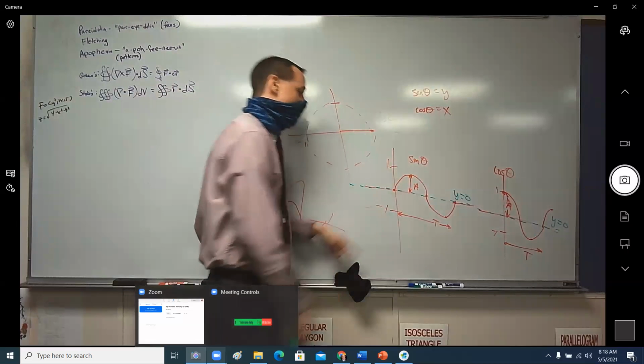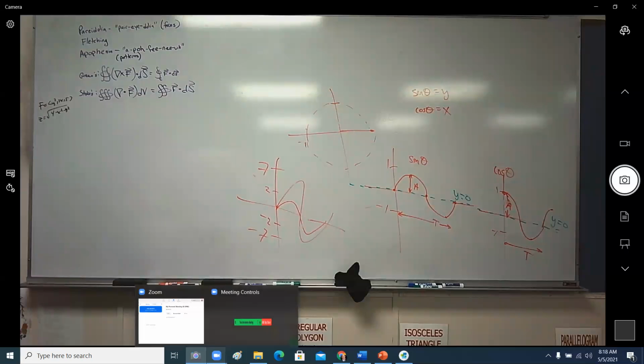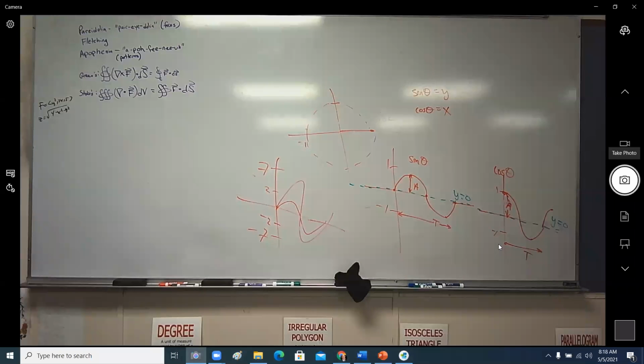But in an equation, all you've got to do to find the amplitude is do what? Just look at the number in front of it, right? It's got the a in front, and that's kind of all there is to this stuff. Also note the last part of my little thing. It said zeros or extrema occur every 1/4 of the way through a cycle. What the heck is that talking about?